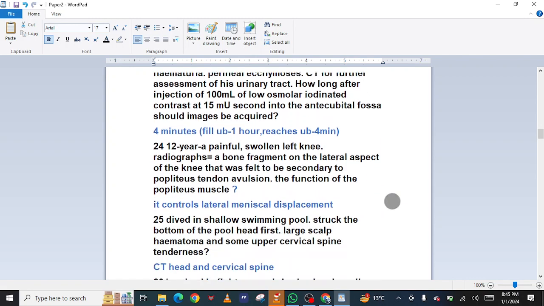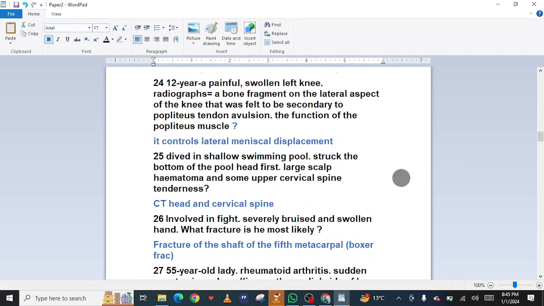24. 12-year-old with painful, swollen left knee. Radiographs: a bone fragment on the lateral aspect of the knee that was felt to be secondary to avulsion of the popliteus tendon. Function of the popliteus muscle: it controls lateral meniscal displacement.